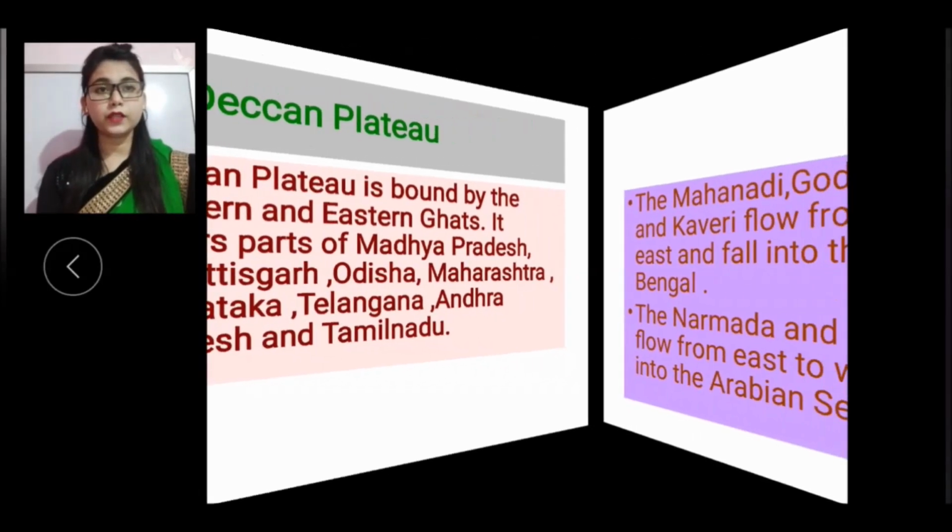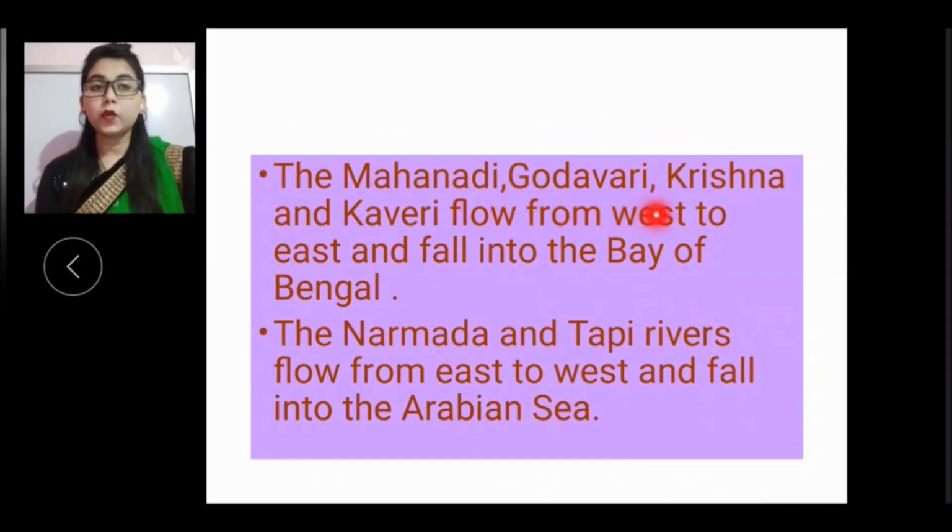Now let's move further. The Mahanadi, Godavari, Krishna and Kaveri flow from west to east and fall into the Bay of Bengal. The Narmada and Tapi rivers flow from east to west and fall into the Arabian Sea. So students, you should know that Narmada and Tapi rivers flow from east to west, and fall into the Arabian Sea. And Mahanadi, Godavari, Krishna, Kaveri are the rivers which flow from west to east and fall into the Bay of Bengal.